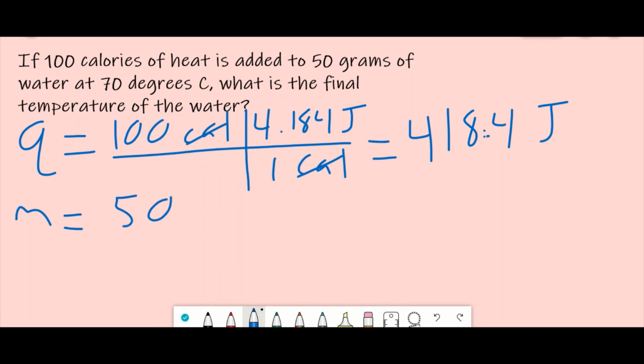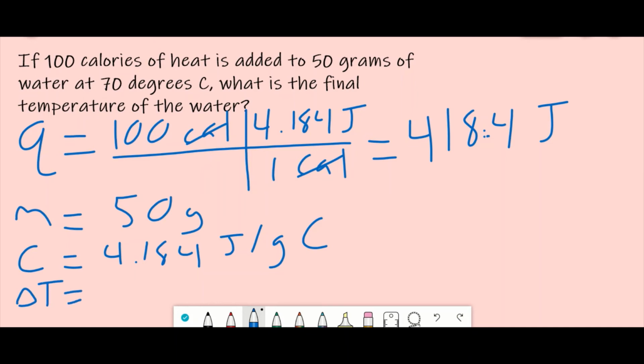Then we have our m, which is equal to 50 grams. And then our c, remember, the c of water is 4.184 joules per gram Celsius. This is one of the ones that we asked you to memorize before. And our delta T would be our final minus our initial. In this case, we don't know our final, but we know our initial, so let me just put Tf minus 70. We're trying to find out what delta T is first, and then from that, we find the final temperature.